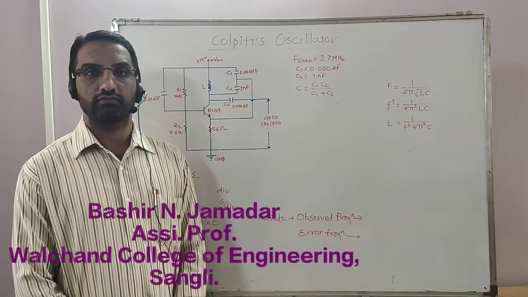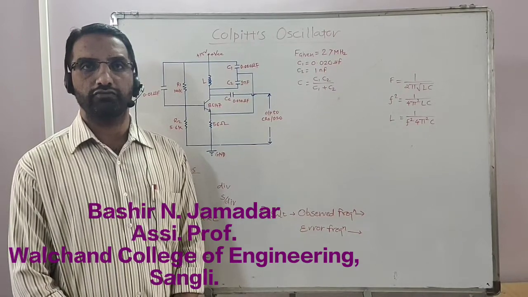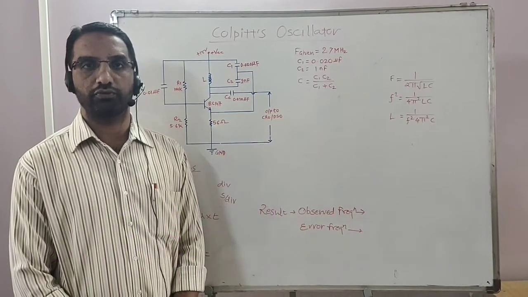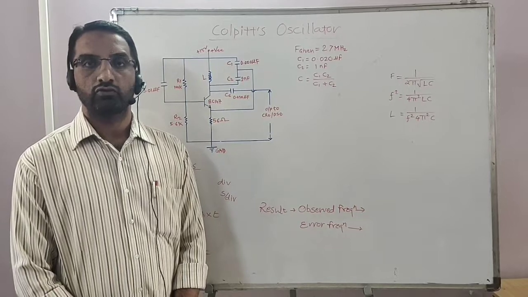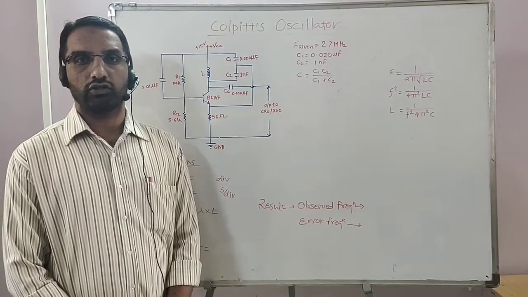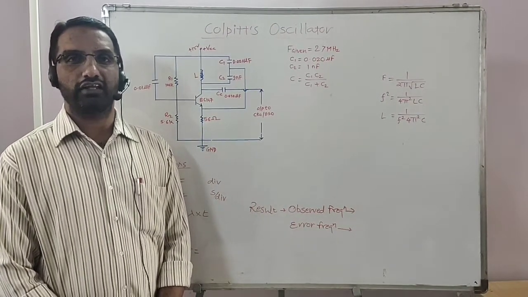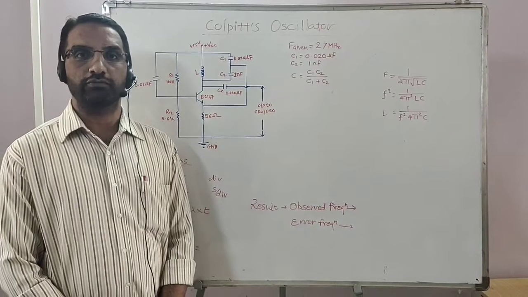Welcome to this session. Today we are going to perform one experiment in physics lab named Colpitt's oscillator. Before performing this experiment, we should know the theoretical background of this oscillator circuit. An oscillator is an electronic circuit which converts DC into AC.